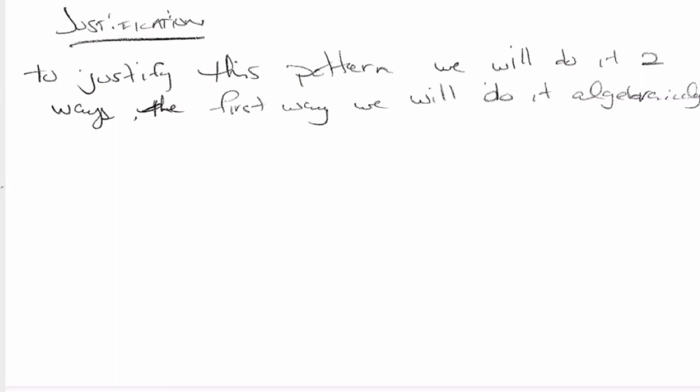Next is justification. Tell the reader you're going to do a justification. Make it clear for them. And this time we're going to do it 2 different ways, which is algebraically and then geometrically.